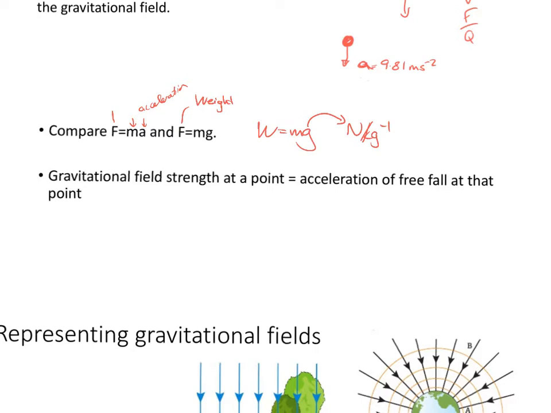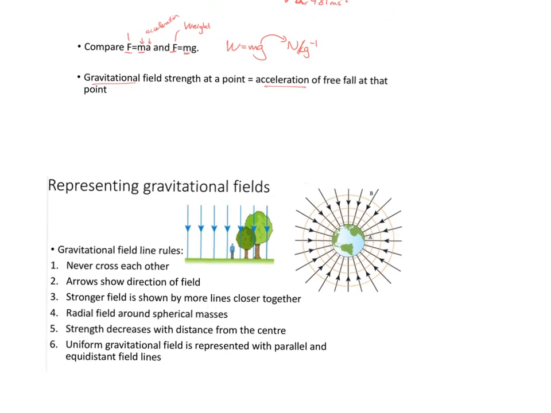So if we compare the two, the gravitational field strength at a point is also equal to the acceleration, because the equations are the same. This value is the force that we're talking about. Mass could be the same mass of the same object. So the gravitational field strength at the point is equal to the acceleration of free fall at that point. So that was just a little comparison to remind you of a few things that you already know.